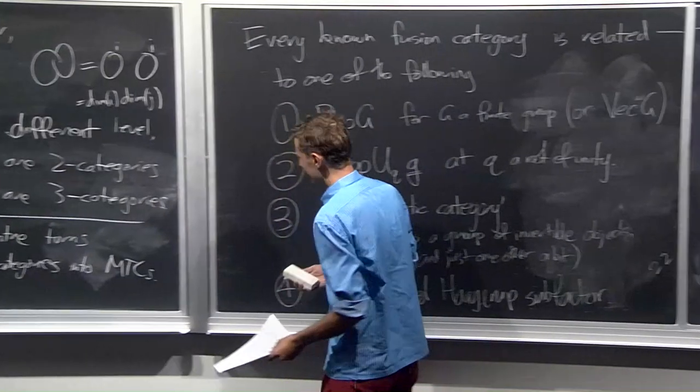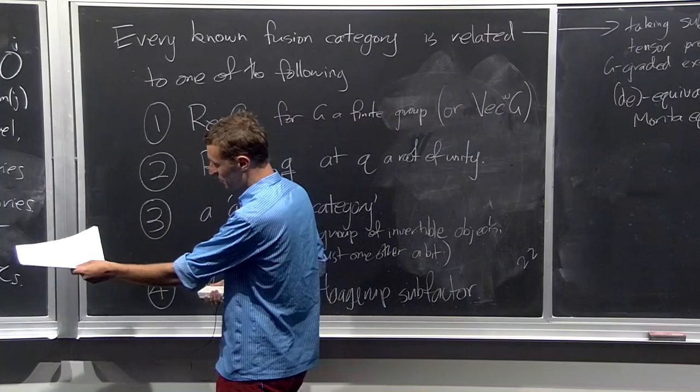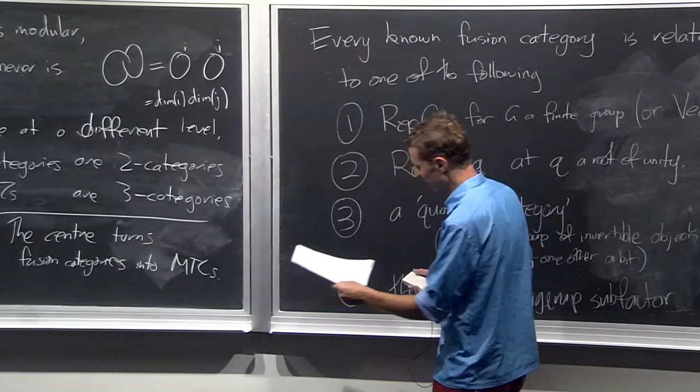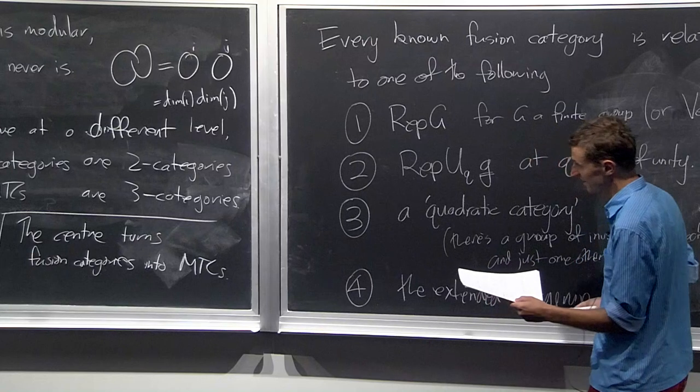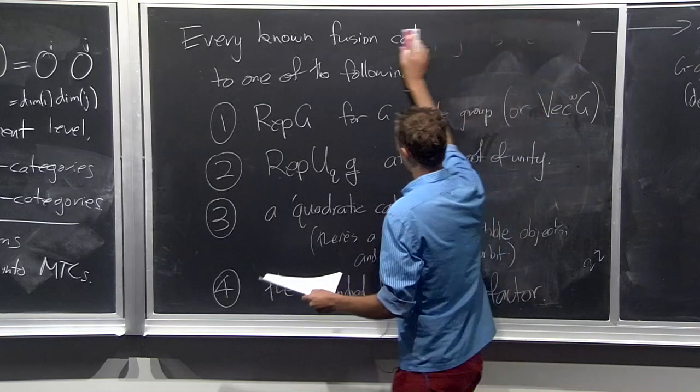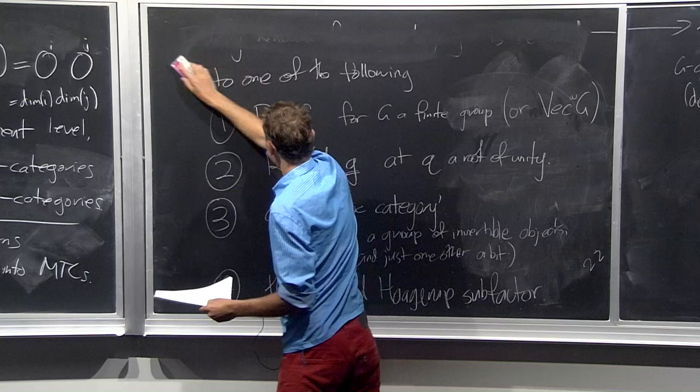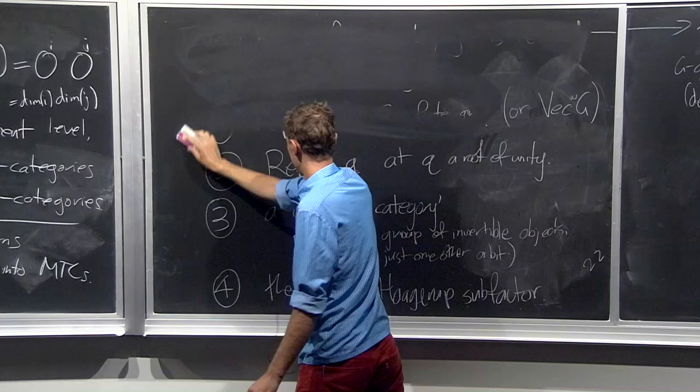There's this construction, the center construction. You feed it in a fusion category, and you get out a modular tensor category. And this is an important gadget. I'm almost up to subfactors, but I need to say one more thing.